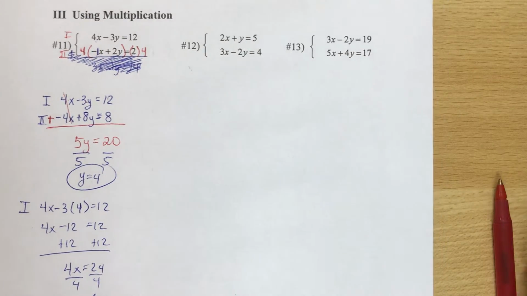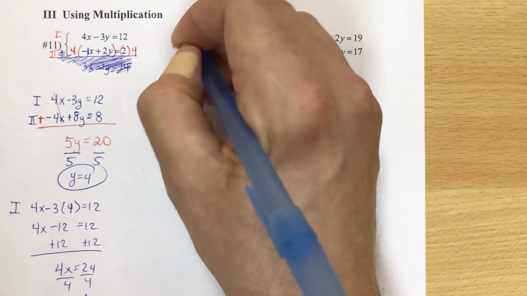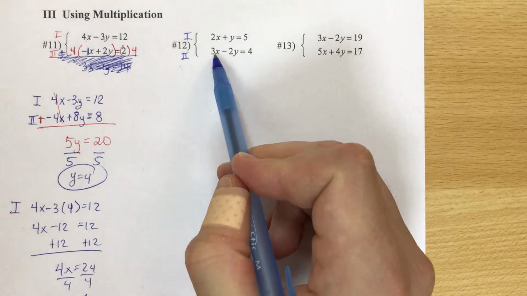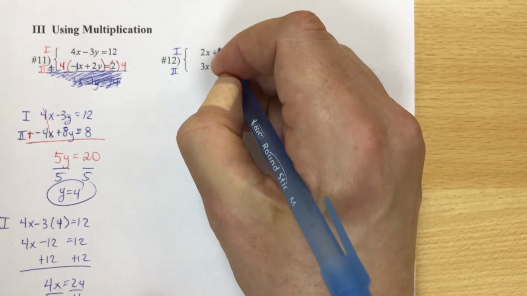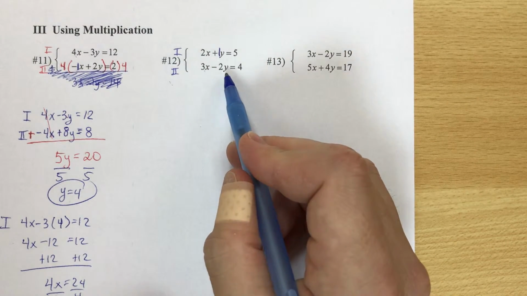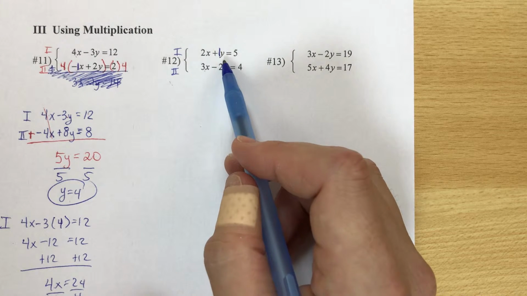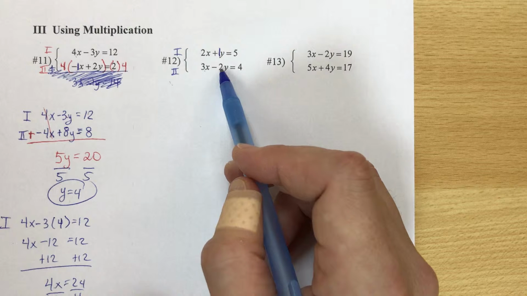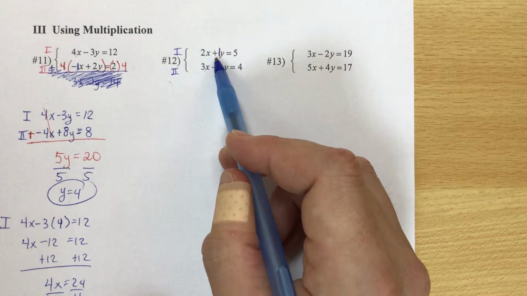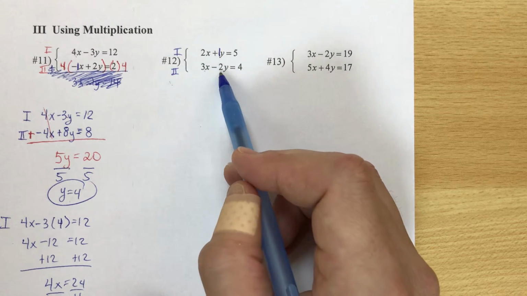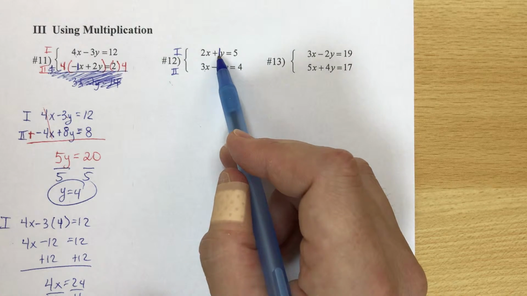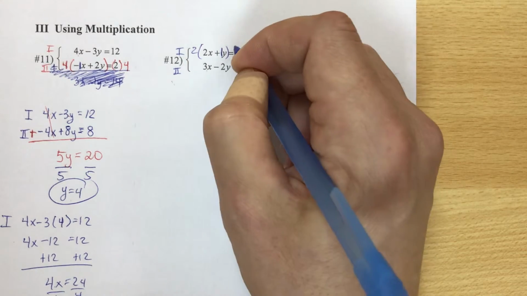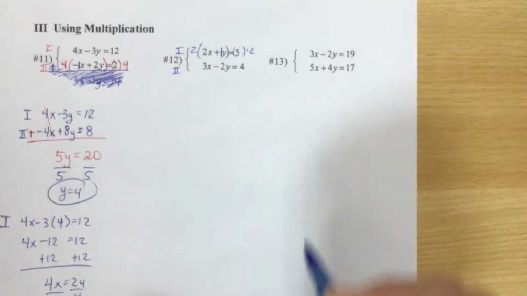All right, so let's look at number 12. Equation 1, equation 2. 2x, 3x. This is 1y, negative 2y. Now I like the y's because if I have a 1 here, this is negative 2y. If I could change this to positive 2y, then I can eliminate the y's. So what can I multiply by to make this positive 2? Well, 1 times 2 is 2.